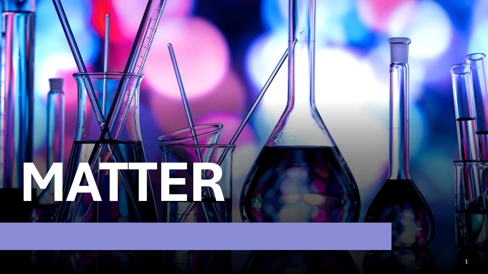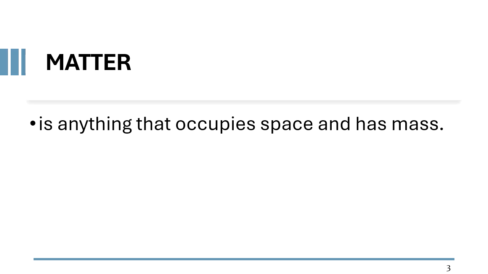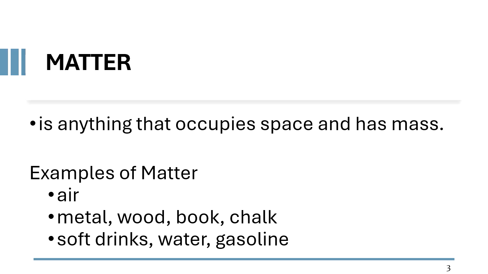Today, we're going to talk about matter. Specifically, we're going to solve problems involving the different properties of matter. First, let's define matter. Matter is anything that occupies space and has mass. The following are examples of matter. We have air for gas, metal, wood, book, and chalk for solids, soft drinks, water, and gasoline for liquids.